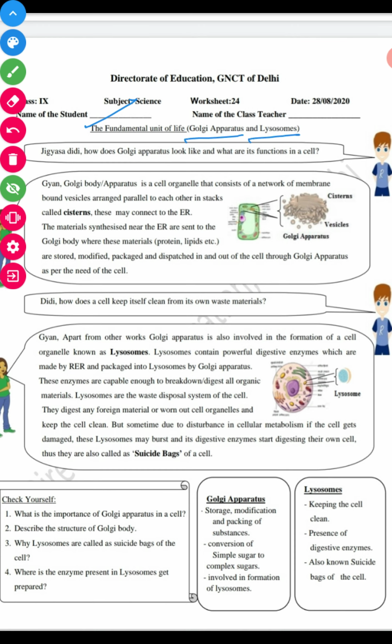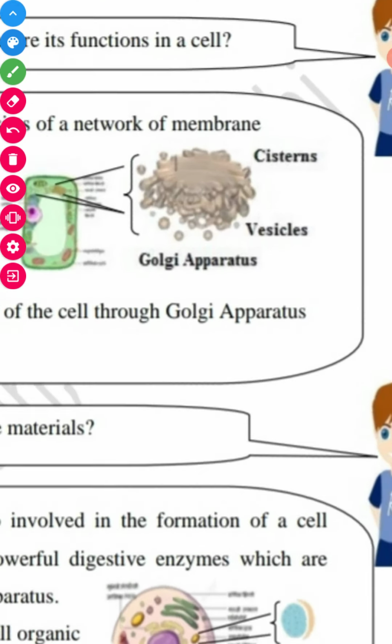Gyan asked, how does Golgi apparatus look like and what is its function in the cell? Jigyasa Didi replied, Golgi apparatus is the cell organelle that consists of a network of membrane bound vesicles arranged parallel to each other in stacks called cisternae. Right? See, I'll show you this diagram.